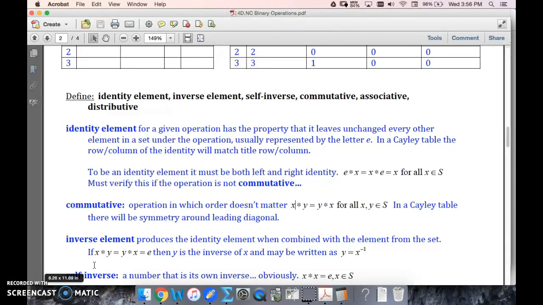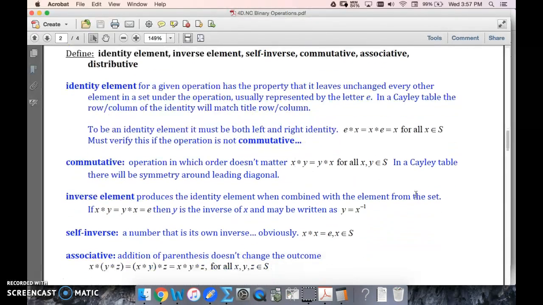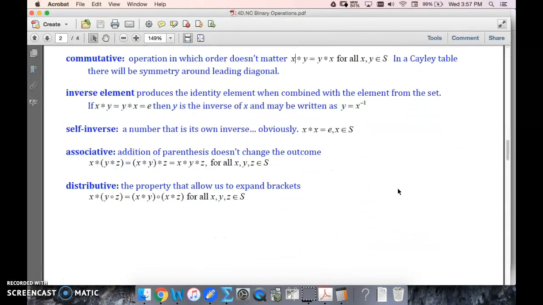Inverse element, just like an inverse function, this is going to produce the identity element when combined with the element from the set. So if X star Y equals Y star X equals the identity, then Y is the inverse of X, and we use our standard notation, X to the power negative 1. So this denotes inverse, not 1 over X. All right, self-inverse. This one is pretty obvious. It's if X star X gives you the identity.